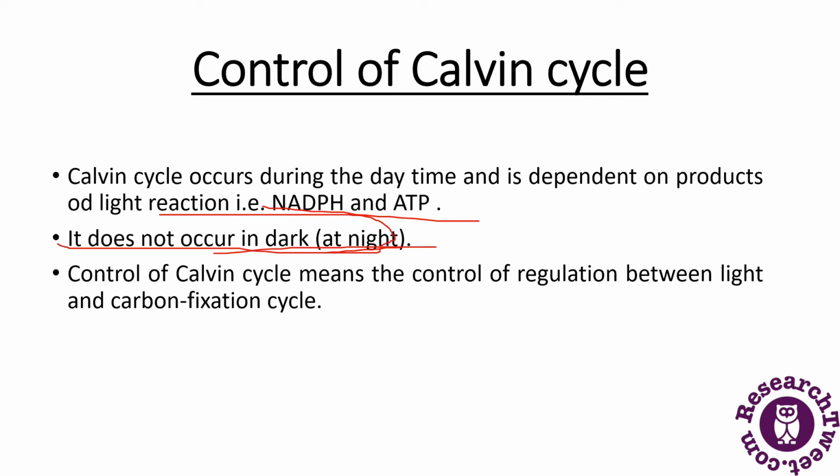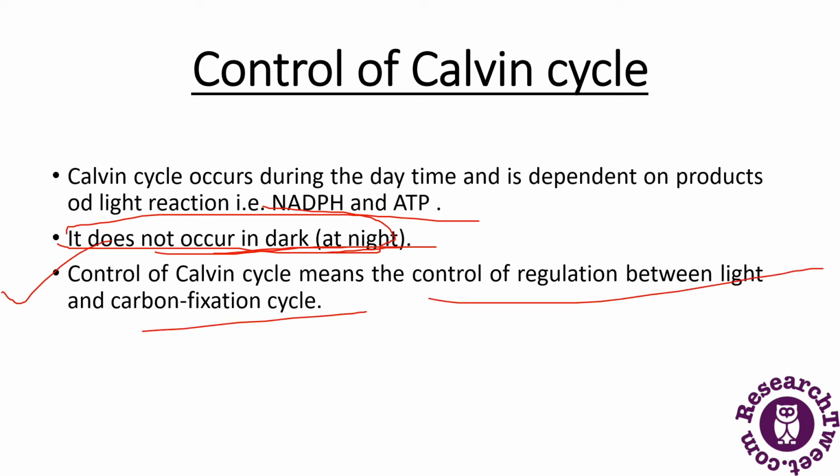The reason that it does not occur at night is because the metabolic activity in the plants during the daytime is shifted at night to carbohydrate oxidation, so the plants consume oxygen rather than producing it. So we have seen that at night the plants will do the process opposite to the daytime. This is the reason that the Calvin cycle does not occur in the dark at night.